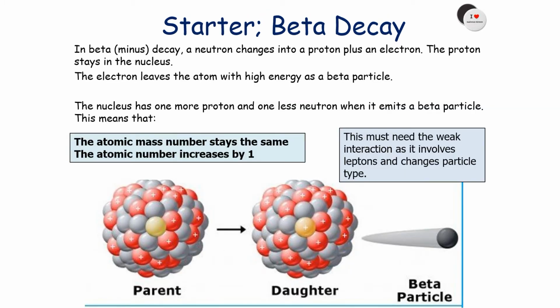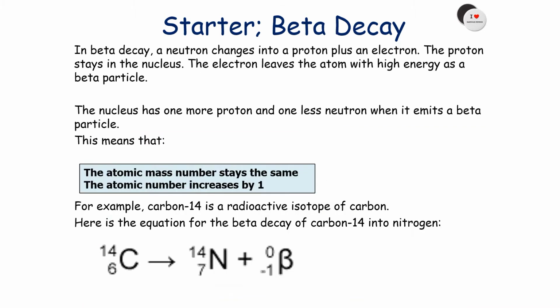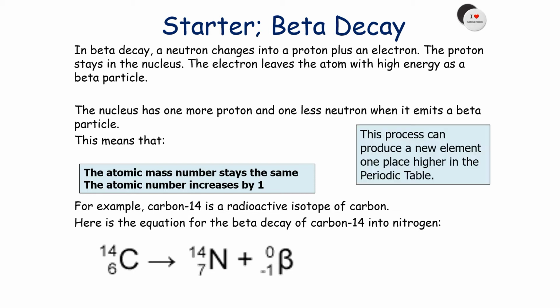Now, in beta decay, a neutron changes into a proton and an electron. The proton stays in the nucleus, and the electron leaves the atom with a high energy as a beta particle. So the nucleus has 1 more proton and 1 less neutron when it emits a beta particle. The atomic mass number, the number of protons and neutrons, stays the same, but the atomic number increases by 1. This must need the weak interaction, as it involves leptons and particles change in type. When we look at our nuclear decay equation, it indicates that this process can produce a new element 1 place higher in the periodic table than the previous.